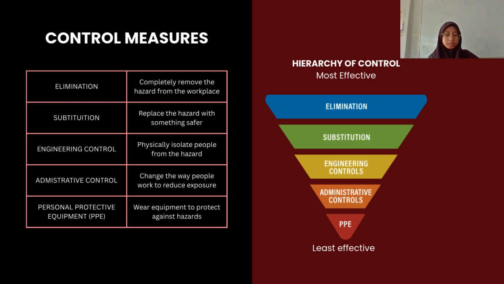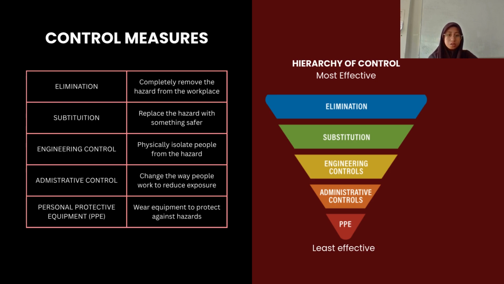Now that we know the hazards that occur in the construction site, how do we control them? So, there are five ways to control them in the hierarchy of control, from the most effective one. First is elimination. It is completely removing the hazard from the workplace. Second is substitution. Replace the hazard with something safer.